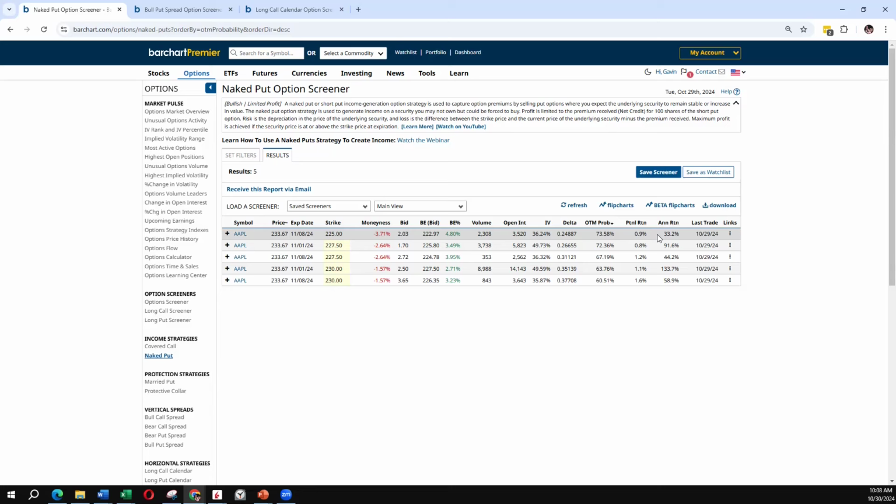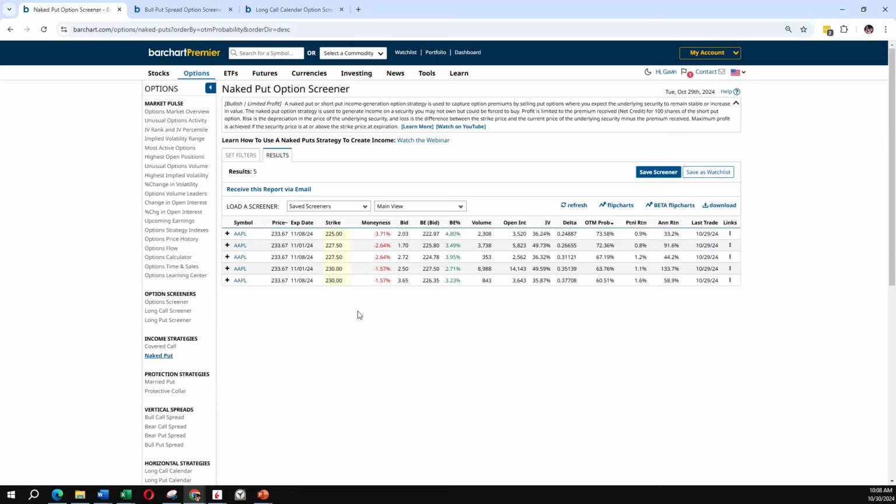Now, I will be on the hook to buy 100 shares of Apple at 225 if it does drop below that strike price on or before the expiration date, so I need to be aware of that. But I'm pretty happy owning Apple at that price, and if the stock does drop, I'll take ownership and I'll start selling covered calls against that 100 shares.